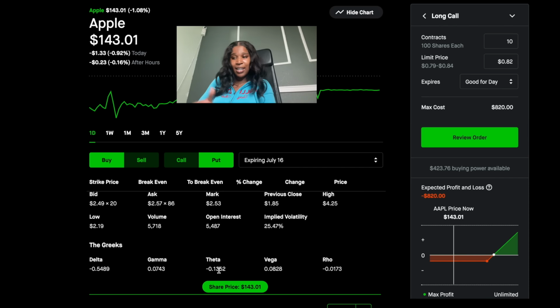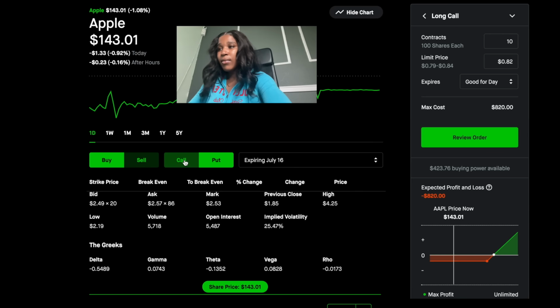Read it the exact same way. This is the amount of money you're making per dollar. This is the amount of money you're losing per day. It's only negative because it's a put, but don't look at it like, "Kelly, I'm going to be losing money on puts? How does that make sense?" No, don't look at it like that. I'm telling you how you would read it. So don't worry about that.